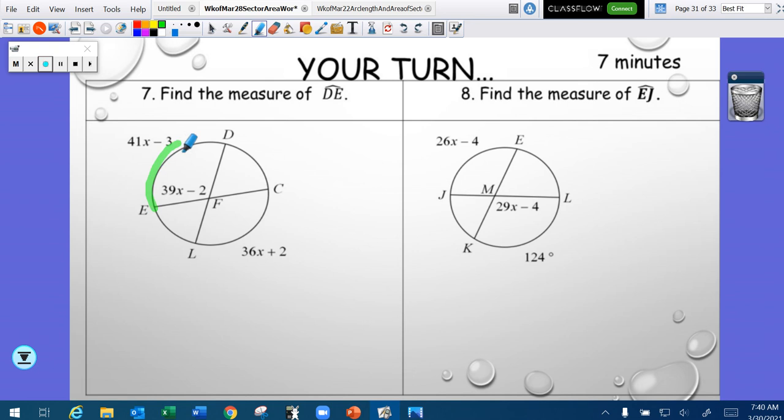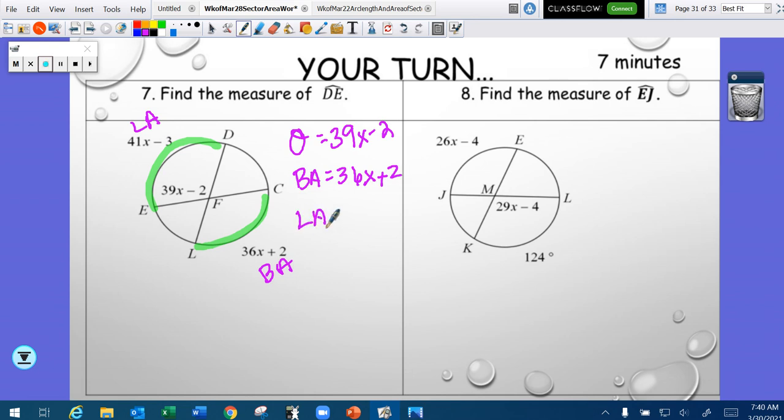So right here, I need to find arc DE. Okay, so I'm just going to write down what's given. The angle is on the inside. So theta is 39x minus 2. And notice this angle is in between the two arcs. Okay, so I'm thinking that maybe this will be the big arc. And it doesn't matter which one you call here. So we'll call the big arc 36x plus 2. And we'll call the little arc 41x minus 3.